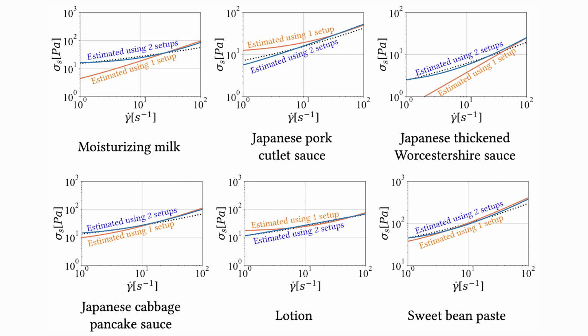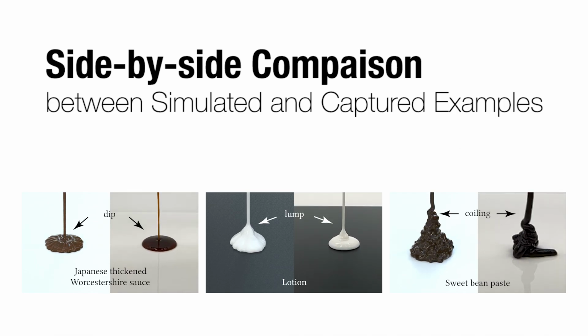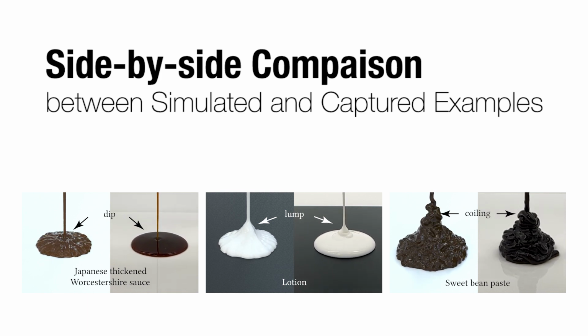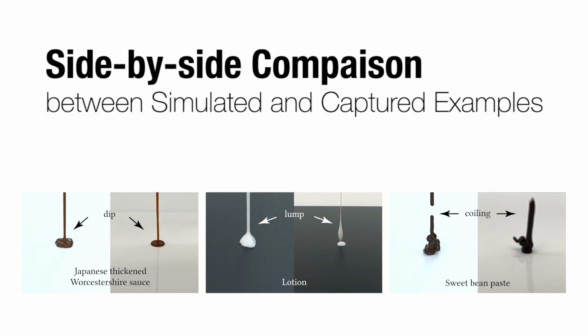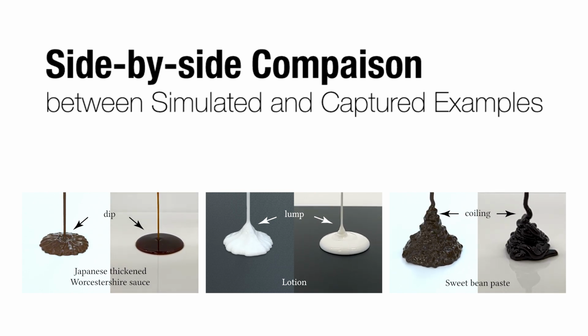Here, we show the validation for materials whose flow curves can be measured by a rheometer. We see a nice matchup between the estimations and measurements. We show side-by-side comparisons between simulated and captured examples for a nozzle drop scenario. Note that our simulation does not account for the surface tension, so the surface looks bumpy.